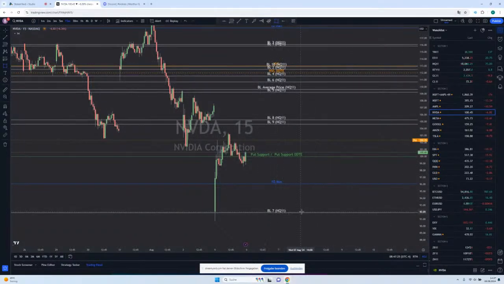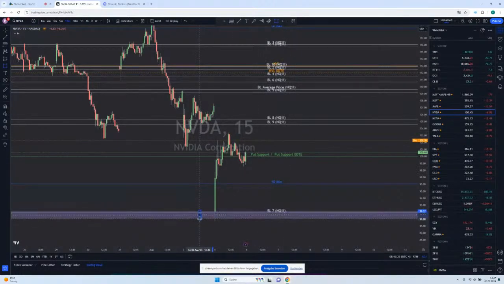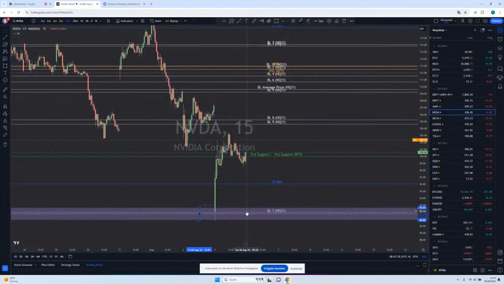So we have here the BL7 from the Nasdaq, and where we opened and got the crazy move from NVIDIA, it was on BL7. So we go from BL7 straight to the 1-day minimum, and the rest is history.